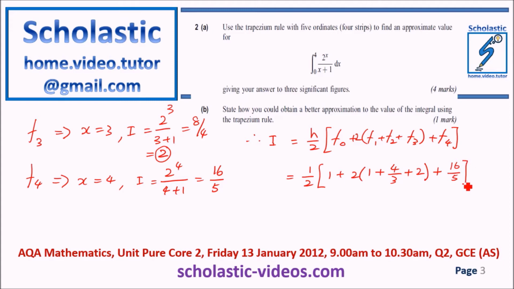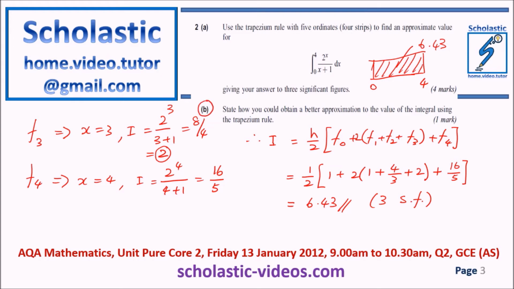So we have all the values, then it is a matter of simplification. You can use a calculator to find the final answer, which is equal to 6.432, and to three significant figures, 6.43. That is the answer. This is the value of the area under this curve from 0 to 4, equal to 6.43. That is part A. Part B is a straightforward question.